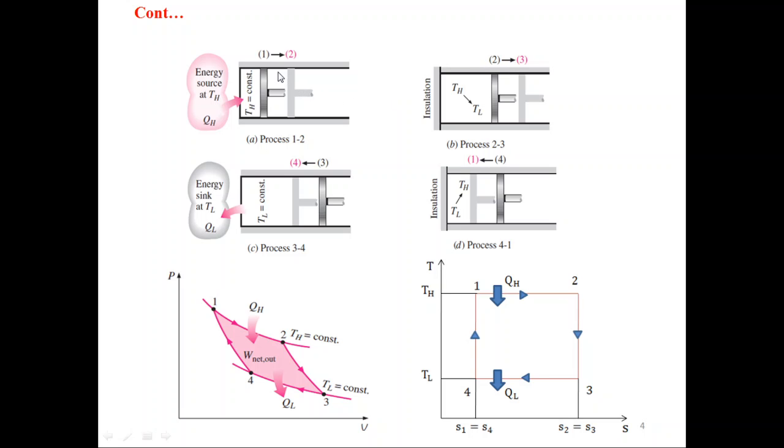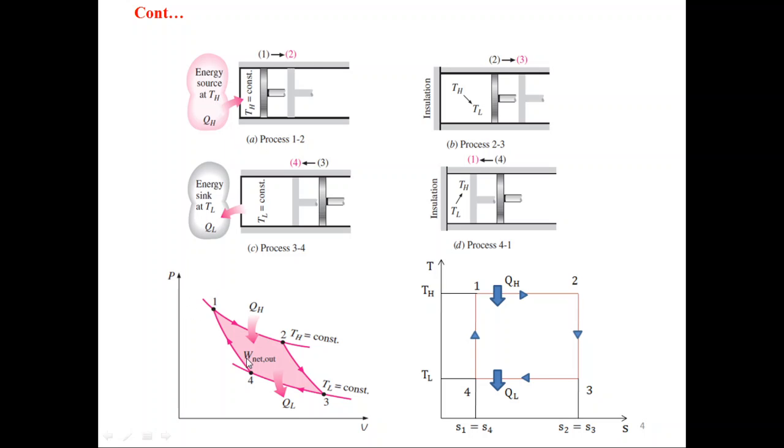You can see the diagram. In this diagram we are having cylinder and piston. Now from energy source at temperature TH we are supplying QH amount of heat in the cylinder in such a way the temperature remains constant and the piston will move from position 1 to 2.